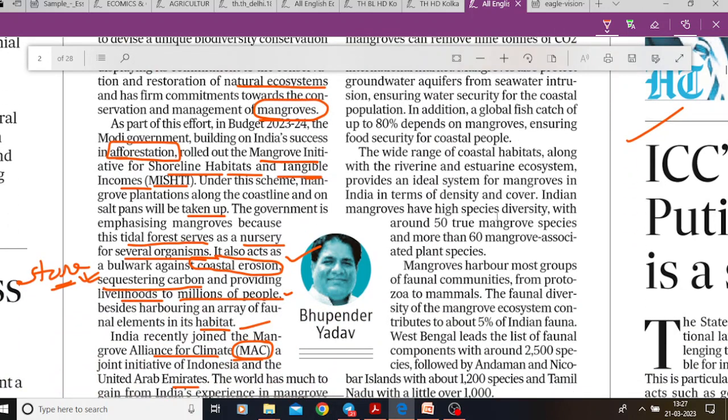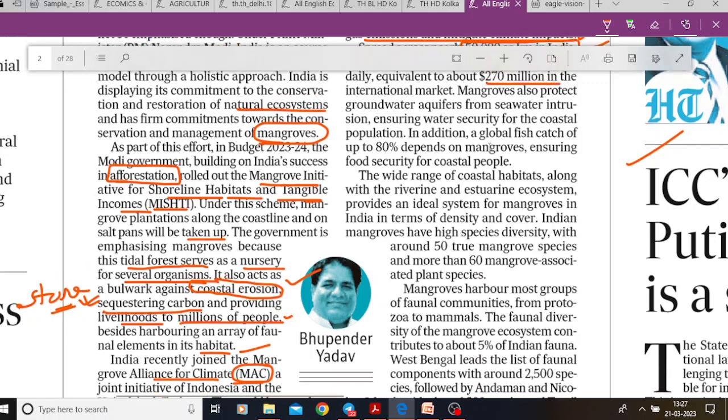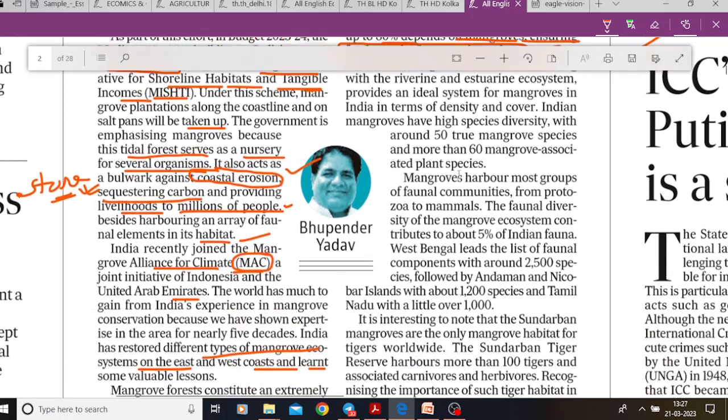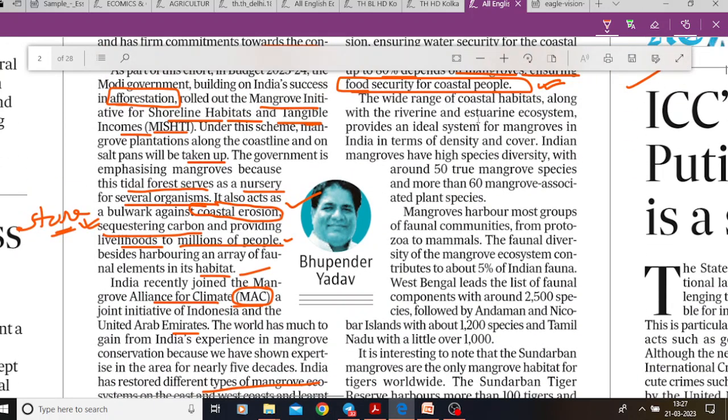A wide range of benefits. So mangroves also protect groundwater aquifer from seawater intrusion, ensuring water security for the coast. In addition, a global fish catch of up to 80% depends on mangroves, ensuring food security for coastal people. Fish, right? The wide range of coastal habitats along with the riverine and estuarine ecosystem provides an ideal system for mangroves in India in terms of density and cover. Indian mangroves have high species diversity.